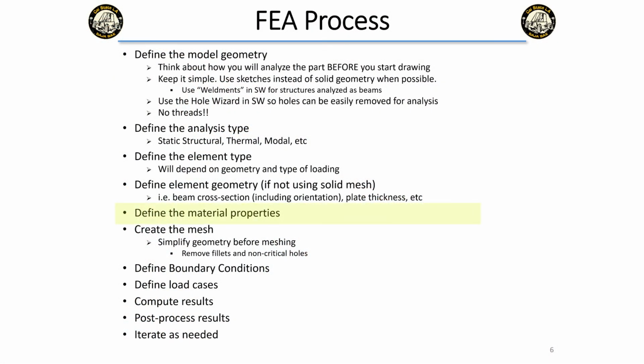Then you define the material properties. You create the mesh, which is how it breaks up all the elements. And you want to simplify your geometry before meshing, removing holes and fillets. And then define your boundary conditions, which will make or break your model. Define the load cases, which also can make or break your model. Then you compute the results, you post-process it, and then you iterate this process until you come up with the design that you want.